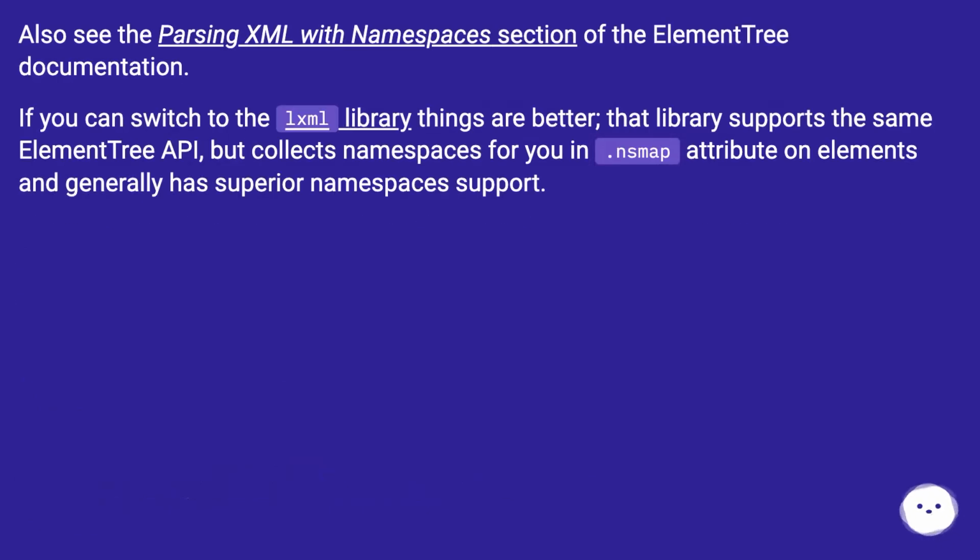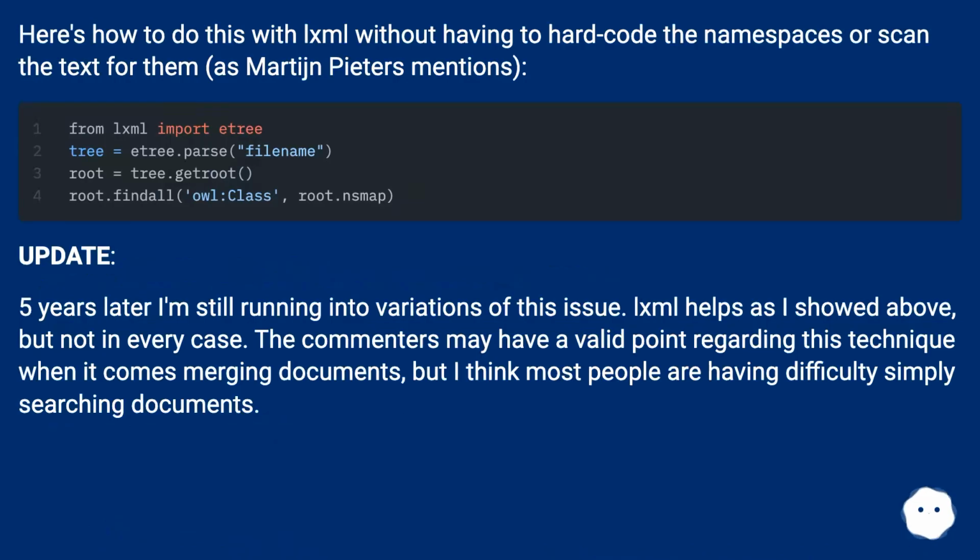Also see the Parsing XML with namespaces section of the ElementTree documentation. If you can switch to the lxml library, things are better. That library supports the same ElementTree API, but collects namespaces for you in the .nsmap attribute on elements and generally has superior namespace support. Here's how to do this with lxml without having to hard-code the namespaces or scan the text for them, as Martijn Pieters mentions.